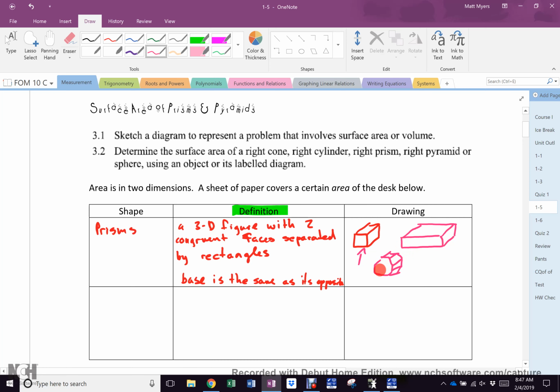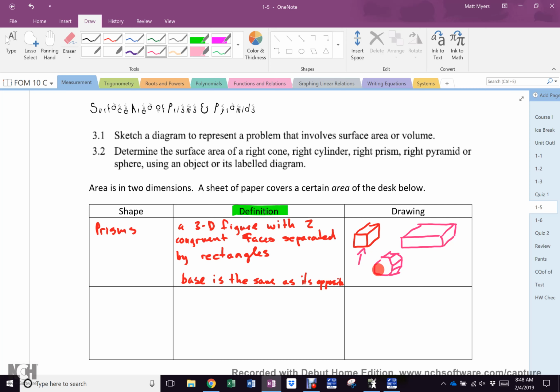Is this a prism? No. Pretend it's not fat in the middle like your math teacher. Pretend it's straight all the way down. Is this a prism? What's the definition of a prism? A 3D figure with two congruent faces separated by a rectangle, right?